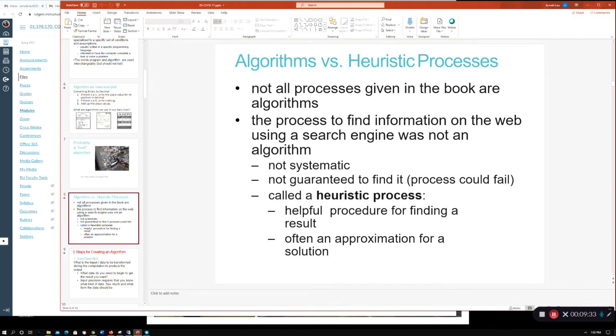So the example they're talking about here is finding information on a search engine. You have a general idea, you say, I want to search for something. You go into, let's say, Google, and you do some search. You might find it, you might not find it. If you explain it to someone else, there are no really clear, distinct steps where you're going to have an output coming out the other end. It's a rule of thumb.